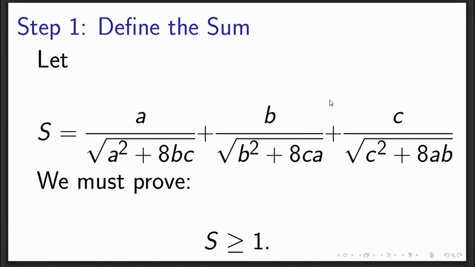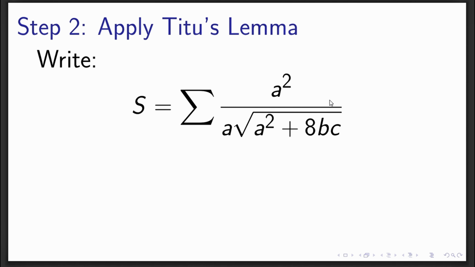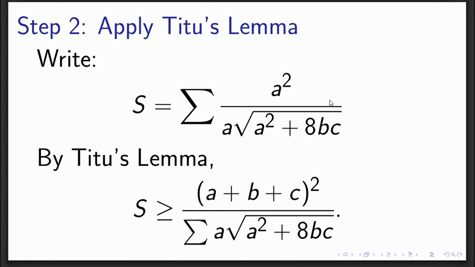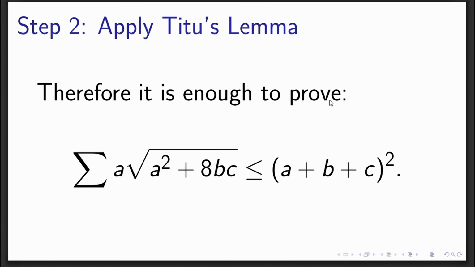First of all, I'm going to let the left hand side of the inequality be equal to s. This means we need to prove s is greater than or equal to 1. By using Titu's lemma, I can write s is equal to summation a square over a into root of a square plus 8bc. Now we can further simplify this. We are going to get s is greater than or equal to a plus b plus c whole square over summation a into root of a square plus 8bc. We already know that s is greater than or equal to 1.